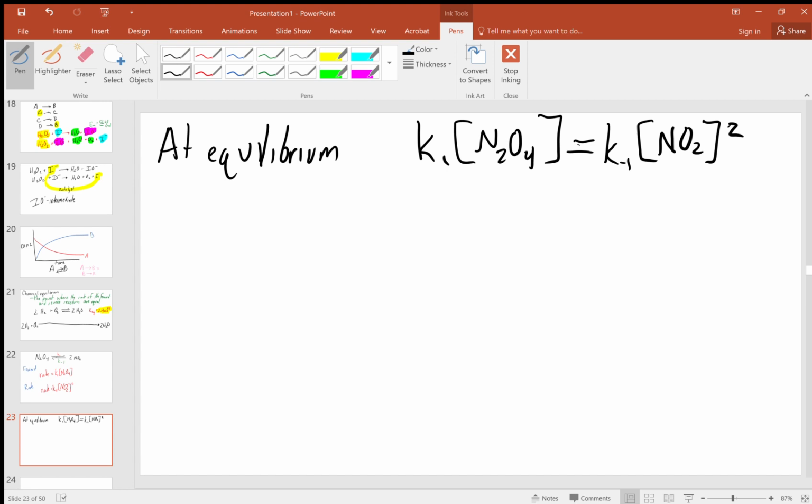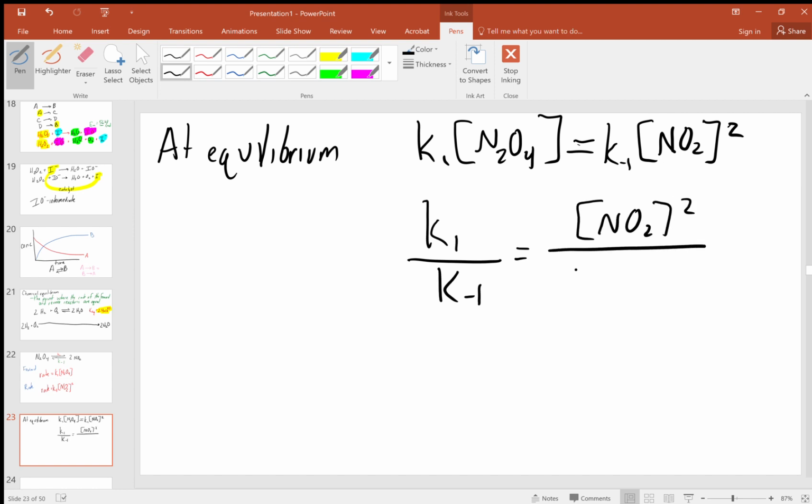And so we're going to redistribute this expression. We're going to put the constants on one side and put the reagents on the other side. So we get K1 over K minus 1 is equal to the concentration of NO2 squared over the concentration of N2O4. And this expression is what we define as the equilibrium constant.